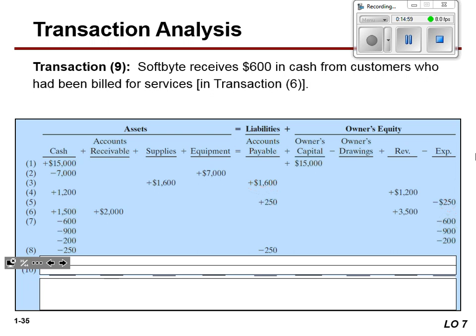What's happening in this one. SoftBite receives $600 cash. I'm going to circle cash, and I'm going to put a plus sign by it. From customers who had been billed for services back in transaction 6. Remember when we sold $3,500 worth of stuff? They only gave us $1,500 cash, but they had this bill sitting there. My question is, did they pay all or part of their bill? They paid part of their bill.